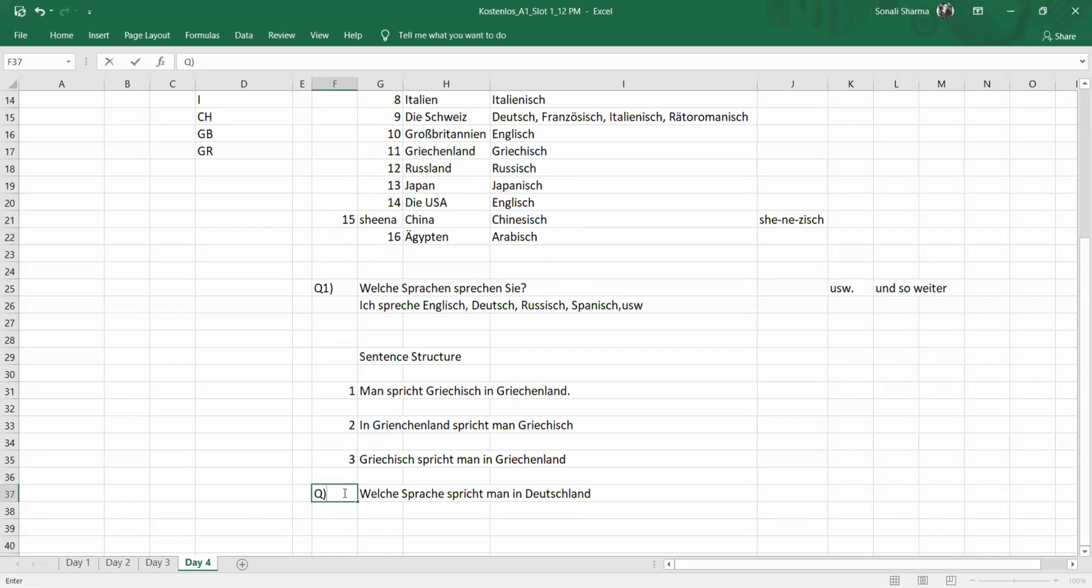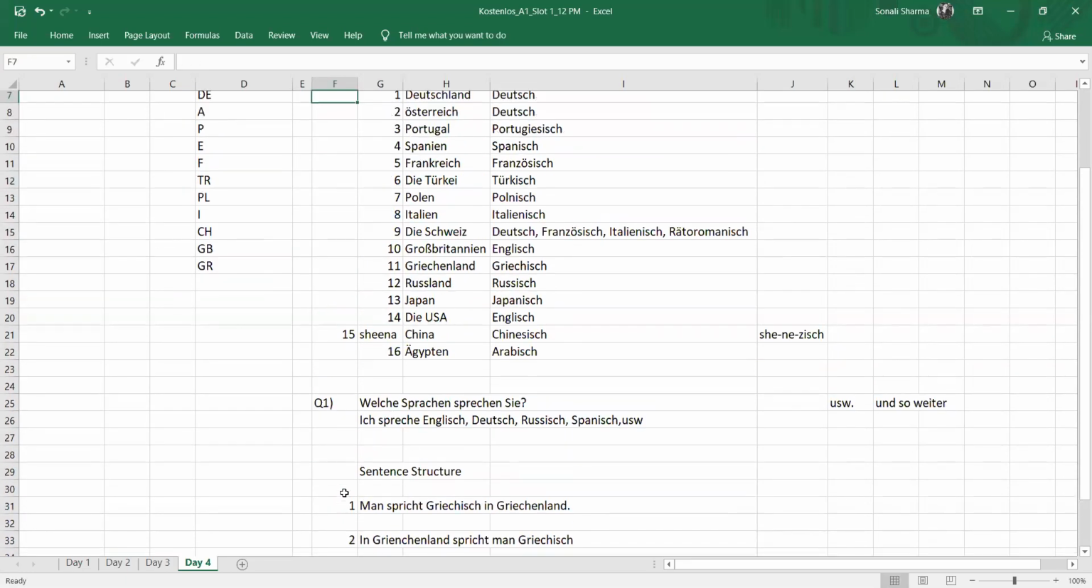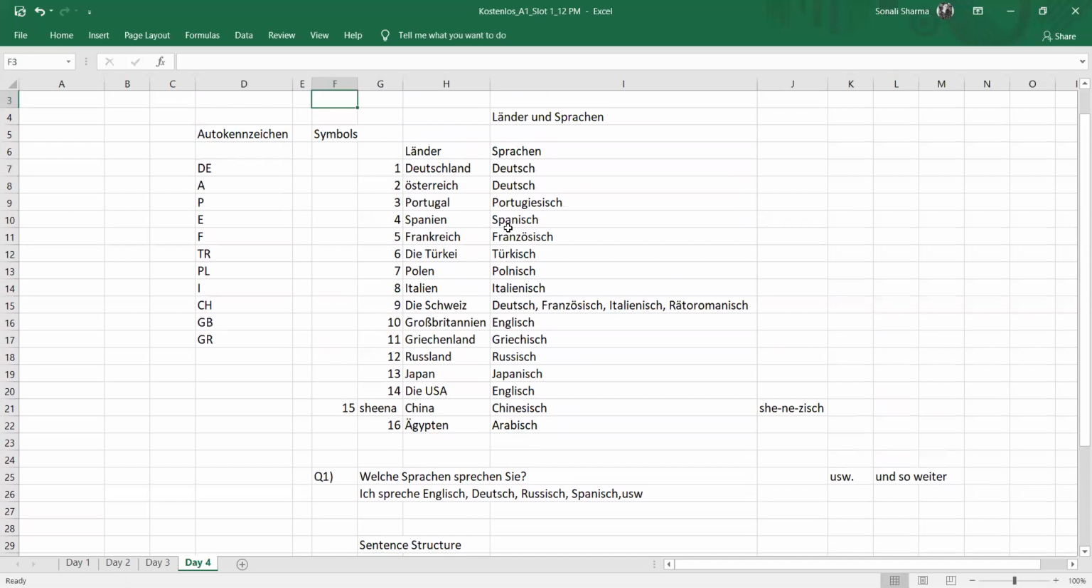Welche Sprache spricht man in Deutschland? Same way we can ask, welche Sprache spricht man in Österreich? Deutsch spricht man in Österreich. And if the question is, welche Sprache spricht man in Portugal? Portugiesisch spricht man in Portugal, or man spricht Portugiesisch in Portugal. Welche Sprache spricht man in Spanien? Man spricht Spanisch in Spanien.